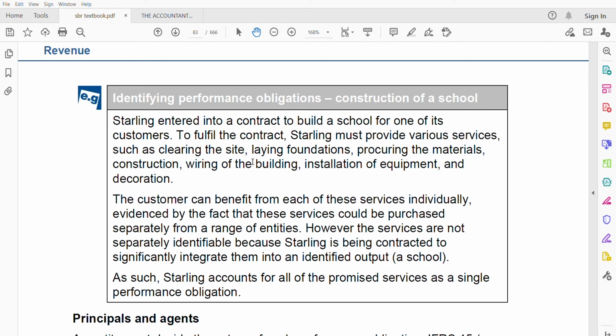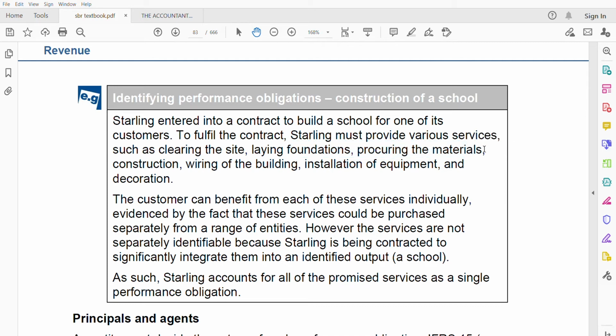You see, so they are not independent. You cannot separate them from one another. They all are used to build one thing only, which is a school. School is identified. It's an output. So, as such, Sterling accounts for all of the promised services as a single performance obligation. Even though it's clearing the site, laying foundation, procuring the material, they are not separate performance obligations. They are known as one performance obligation only. Understanding?